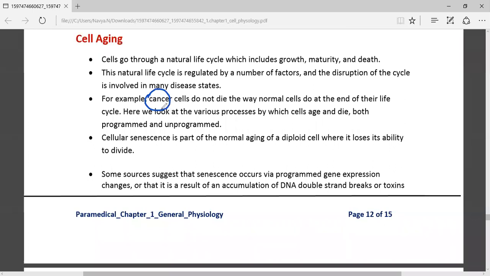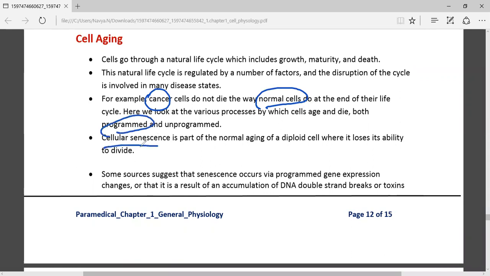So what happens when the cancer cell does not die? It keeps on multiplying, not in a way similar to a normal cell. It is a cancer cell, it keeps on multiplying, it doesn't die, it won't die. So it keeps on multiplying in an uncontrolled manner.